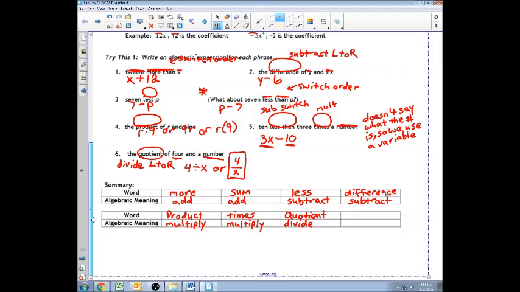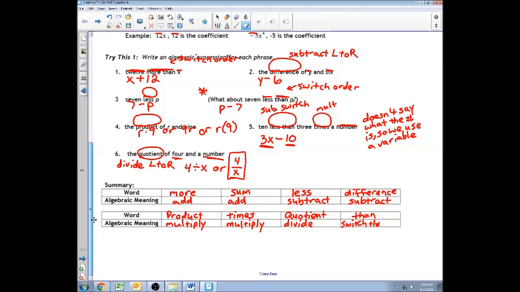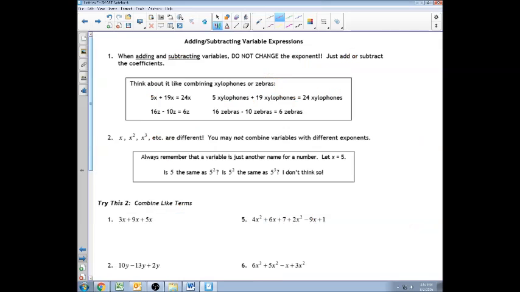Actually, I want to put one more word in here. What does it mean if it says more than or less than? Well, than is usually a good indication that we need to switch the order. We want to switch our order. Switch the order. Okay, let's move on to the back.